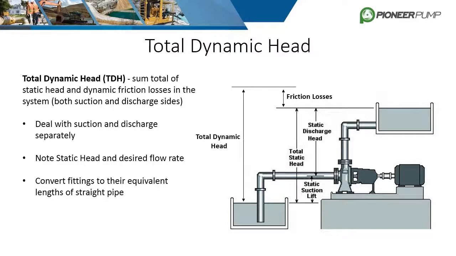A simple way to calculate friction losses is using what is known as the equivalent length method. The next step is to convert all the fittings to their equivalent lengths of straight pipe. Those equivalent lengths and the actual total lengths of pipe are added together and used to find the total friction losses. Static head and total friction losses are added together to get total dynamic head.